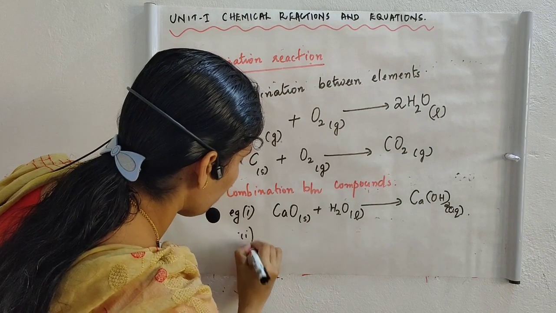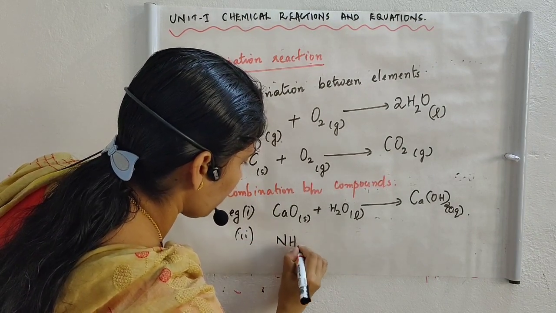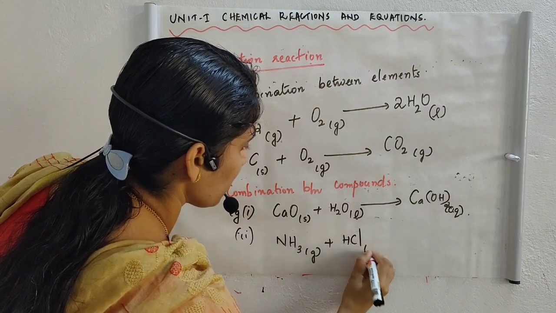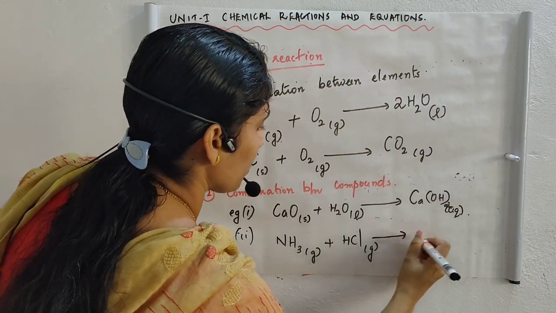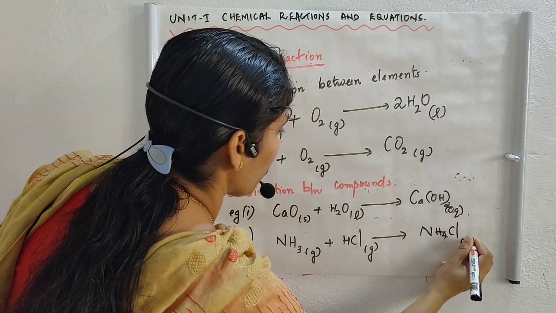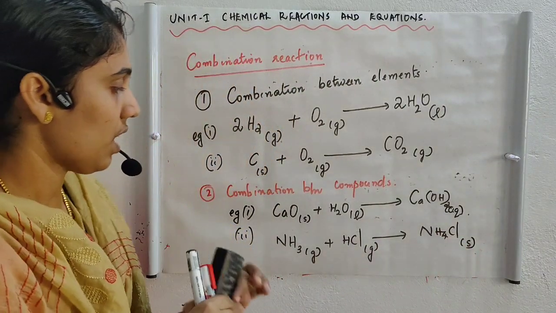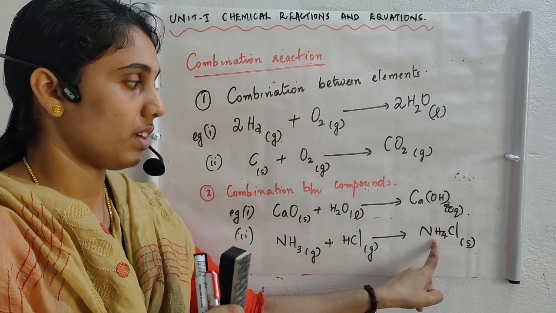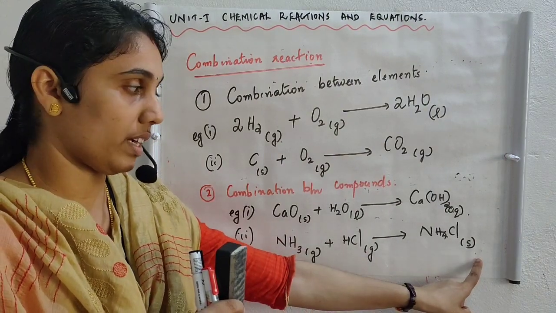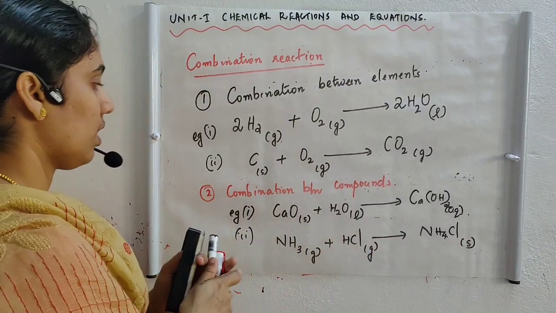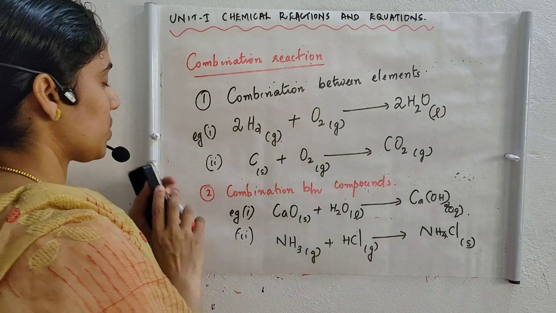One more example: NH3 gas plus HCl gas forms NH4Cl, ammonium chloride. That is, ammonia plus hydrogen chloride forms ammonium chloride, a combination between compounds.